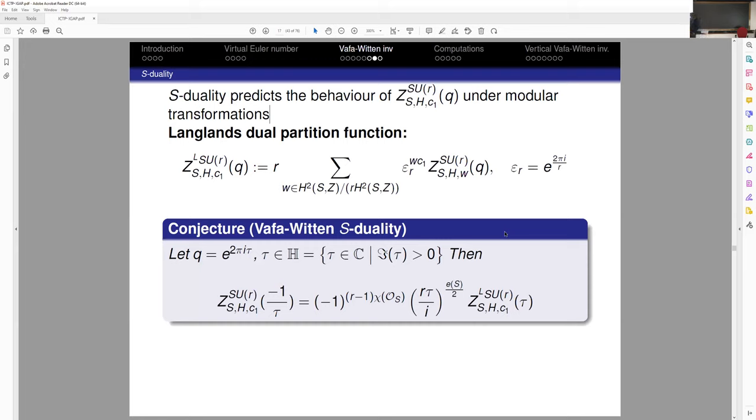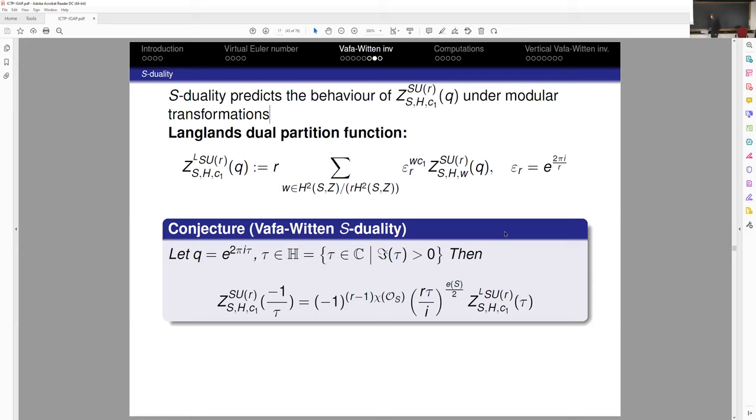is that under this non-trivial element, let's say of Z, these two things are related. Up to some factor, the partition function we had before becomes the one for the other numbers.